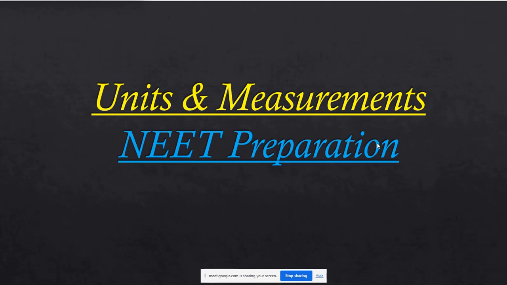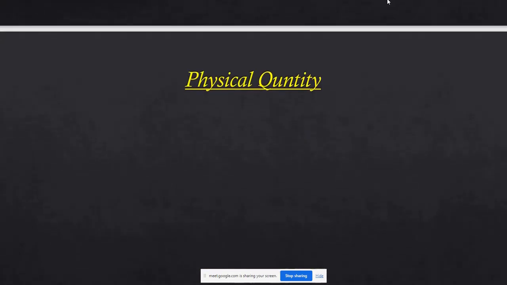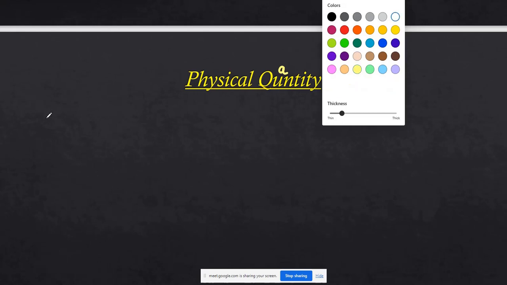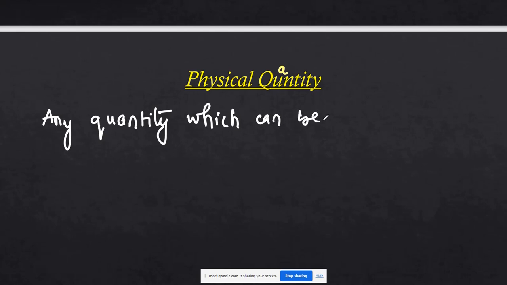And today is our class 1 related to this unit. So the very first thing that you have to know about is physical quantity. What is physical quantity? Any quantity which can be measured is called physical quantity.